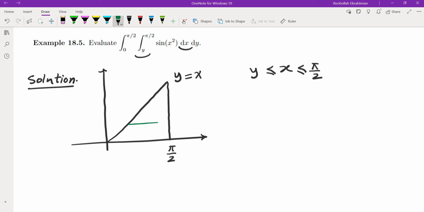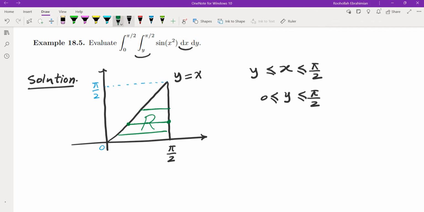So these are the x values. X values start from y and end at pi over 2. And then y values start from 0 and end at pi over 2, which means it is limited by on top pi over 2 and at the bottom 0. So this is the region that we are trying to evaluate the integral over.